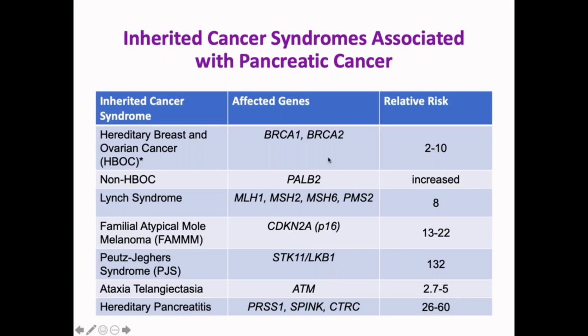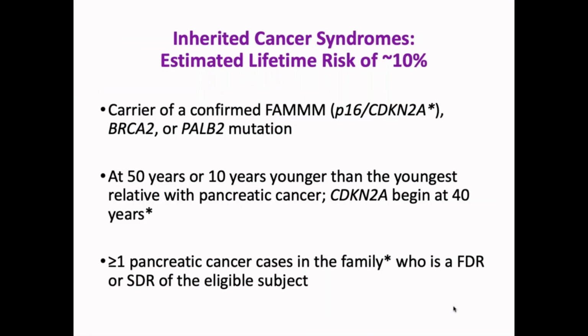These are the affected genes with which there is an association with pancreatic cancer. And I have to say that the associated cancer risks, these are numbers presented here from a couple of studies, but this is still a moving target as more multi-gene panel testing results come out, and these numbers are changing over time. But these are the inherited cancer syndromes associated with an increased pancreatic cancer risk. And over here, I also want to highlight that hereditary pancreatitis also carries a high risk of pancreatic cancer.